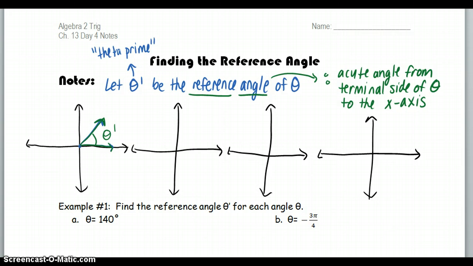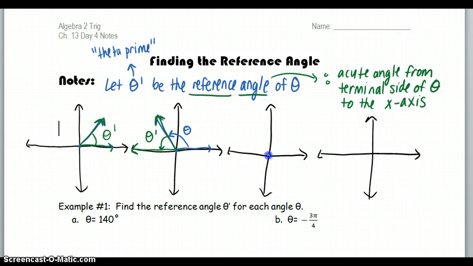Let's try an example now in quadrant 2. So let's say we had this angle in quadrant 2. Well, once again, our reference angle is the acute angle from the terminal side of theta to the x-axis. So the acute angle that's formed by the terminal side of theta and the x-axis is this angle right here. So that would be our theta prime. So you can see how depending on which quadrant the angle is in, it changes how you're going to find the reference angle.